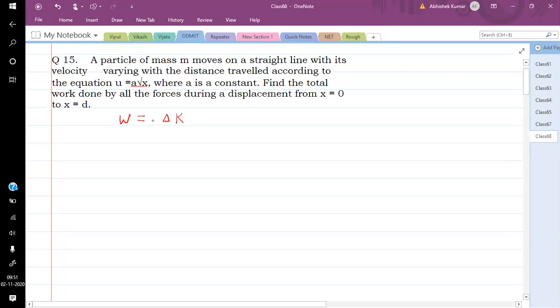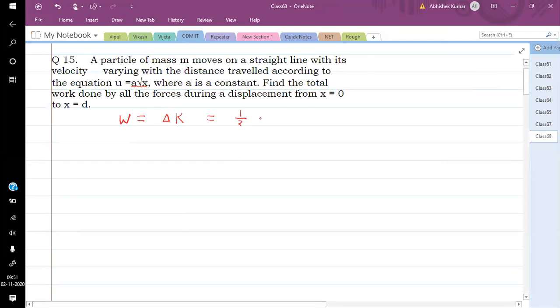See, v is given as a function of x, so we can find the velocity at every point. So we can find the kinetic energy very easily. So there is no need to find the force, and no need to find force times displacement. So we can directly find the change of kinetic energy.